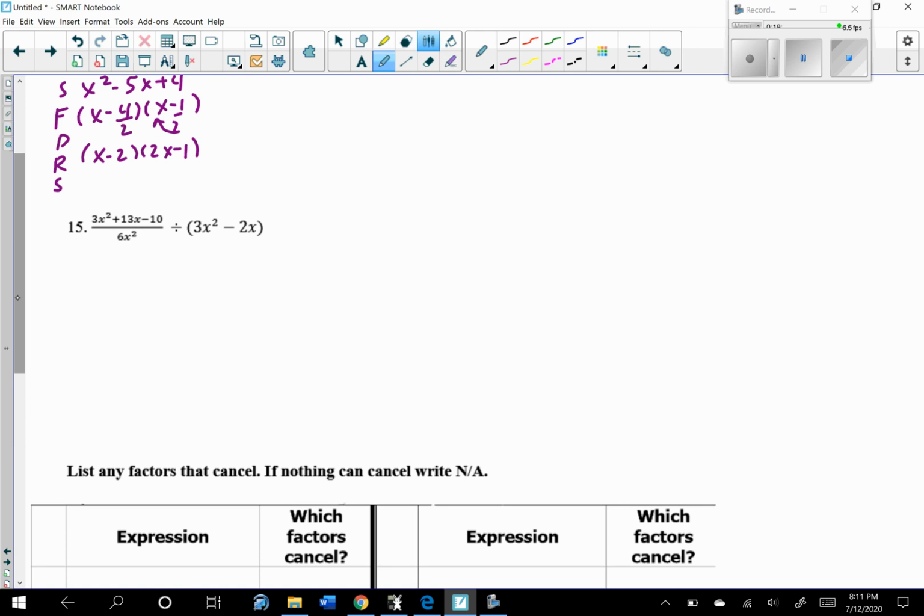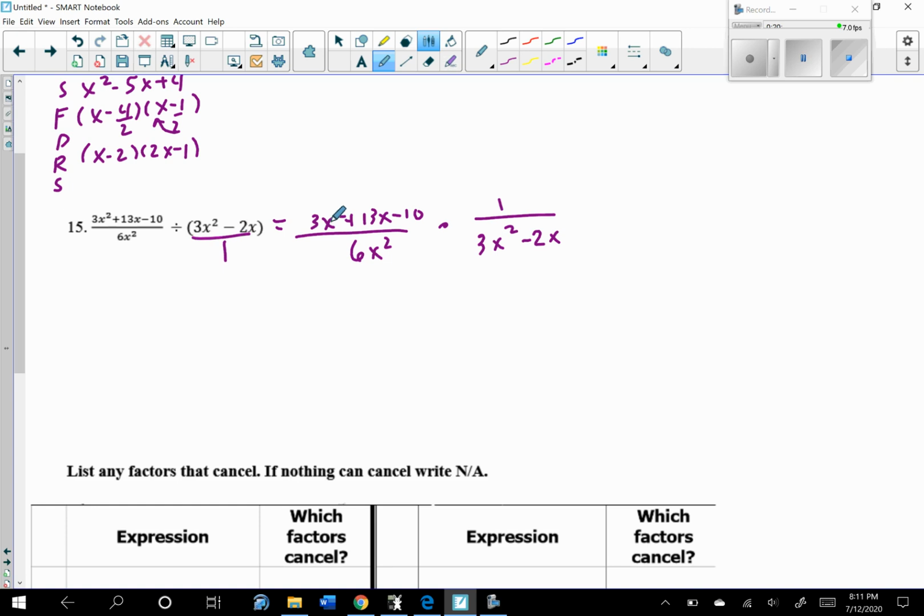So for question 15, same thing. This we're going to go ahead and change into multiplication. So 3x squared plus 13x minus 10 over 6x squared times, remember this is over 1, so that becomes 1 over 3x squared minus 2x. And then we want to factor this.